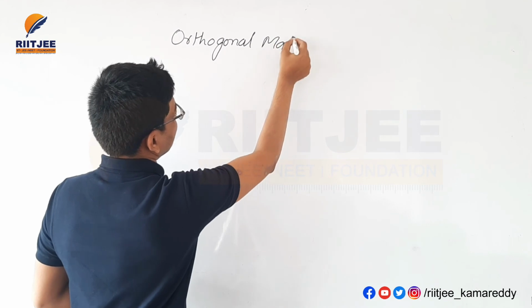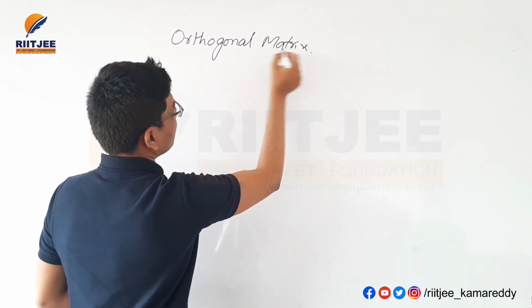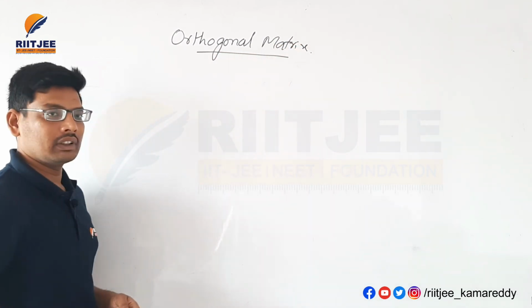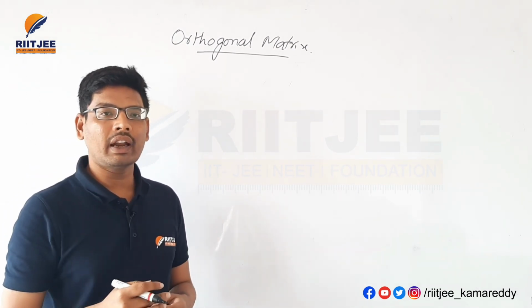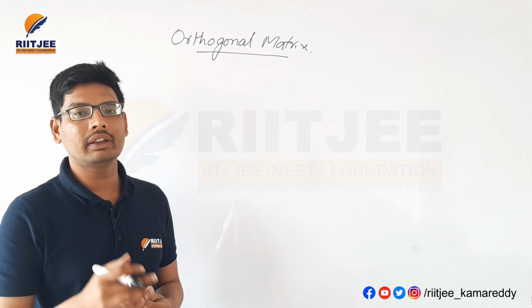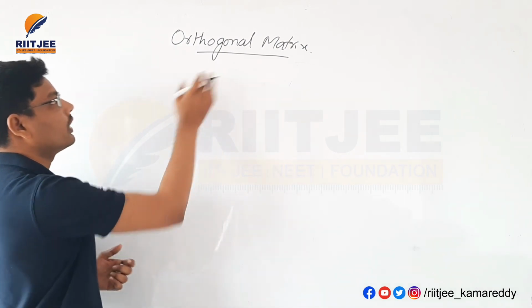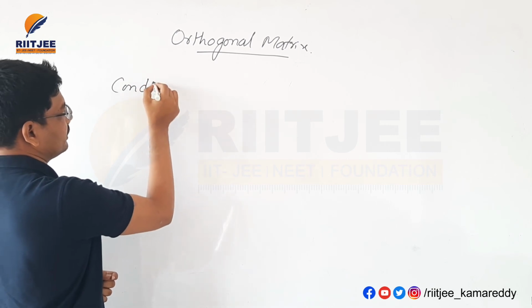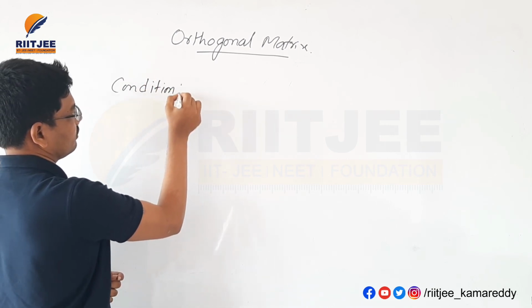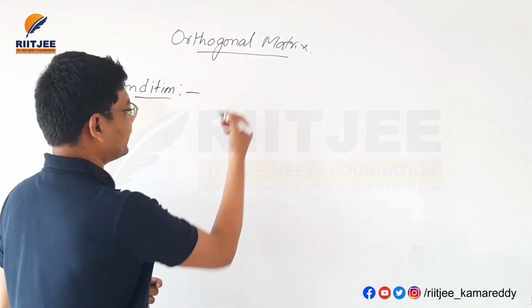Orthogonal matrix. The definition of an orthogonal matrix is that the product of a matrix and its transpose gives the identity matrix. This is about the orthogonal matrix. The condition for an orthogonal matrix is that A is a square matrix.